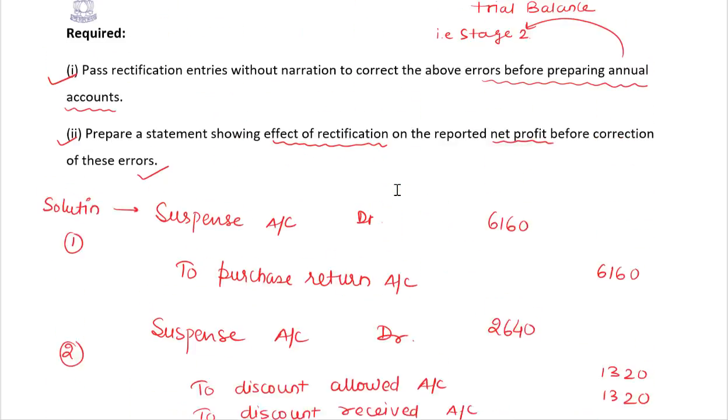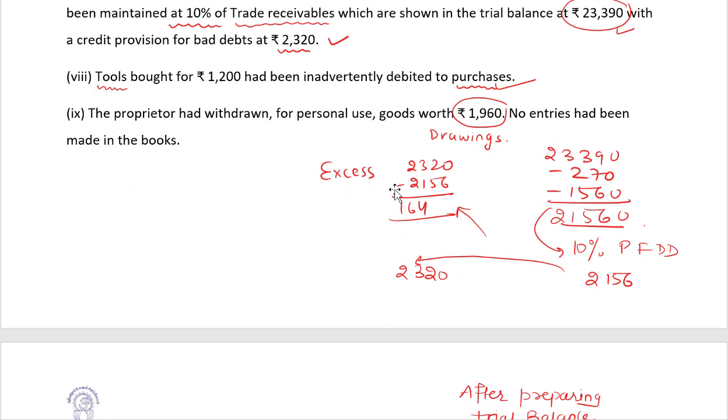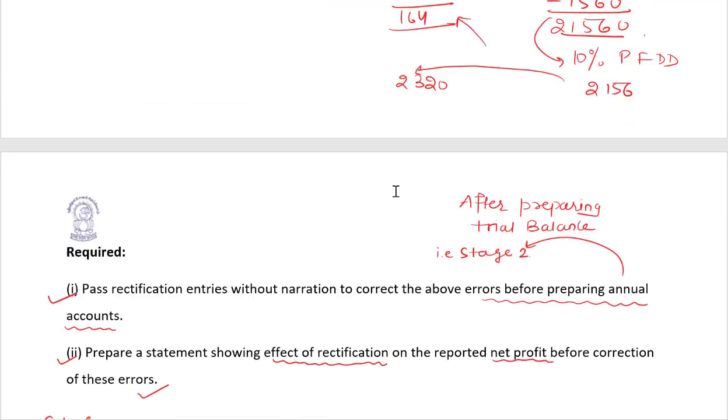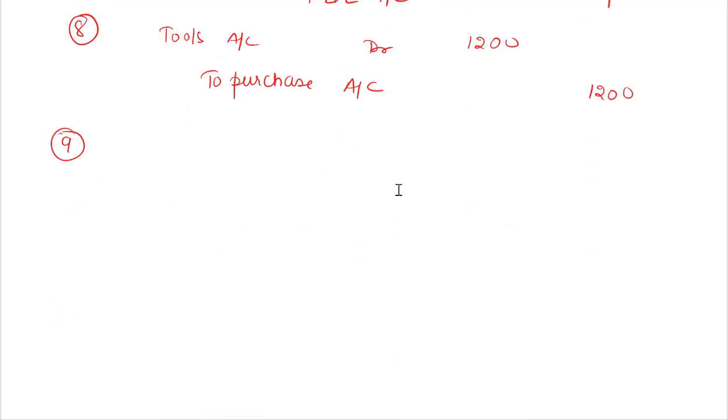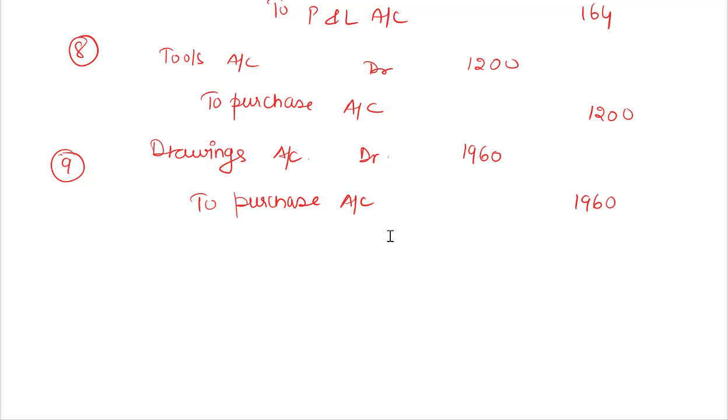Let's see the 9th one now. The proprietor had withdrawn for personal use goods worth 1960. No entries have been made. Okay. So this is an instance of drawing of goods. So we will credit purchase account by 1960, and in debit we will do 1960, and this would be drawings account. Is it clear to all of you till here? Let us move ahead now.